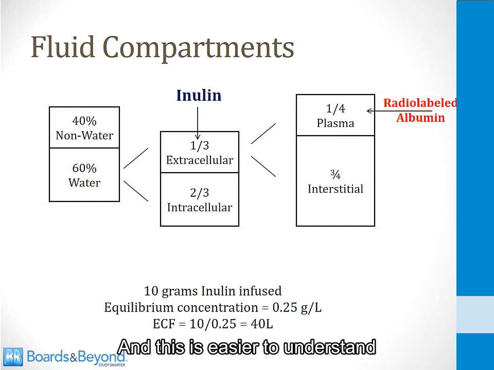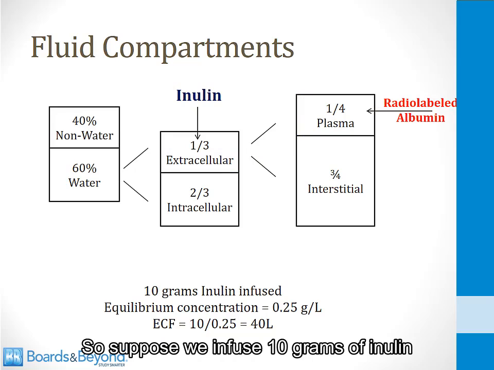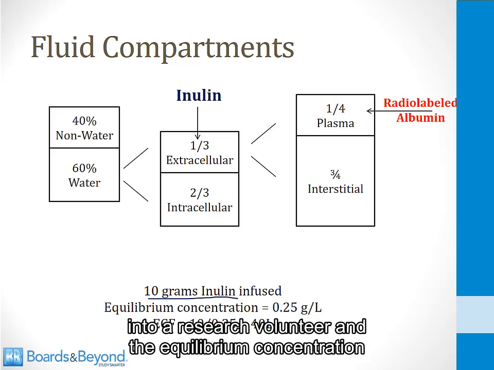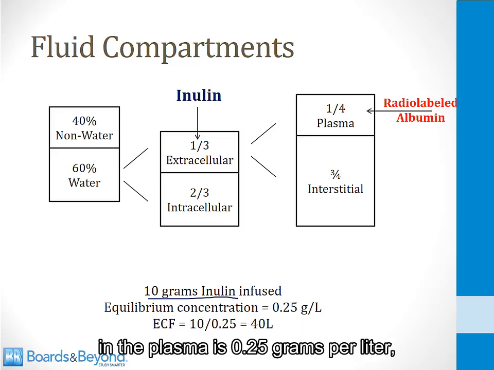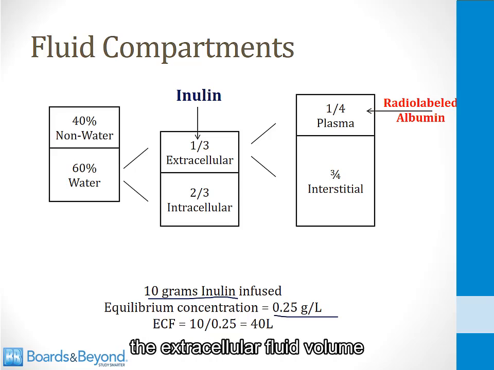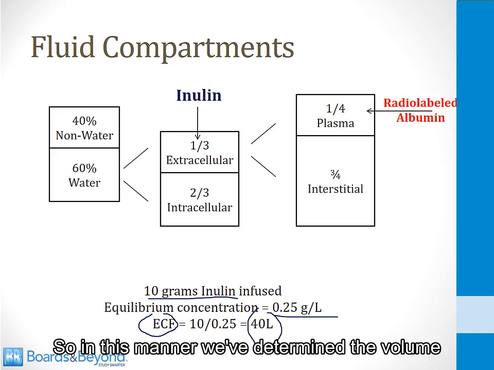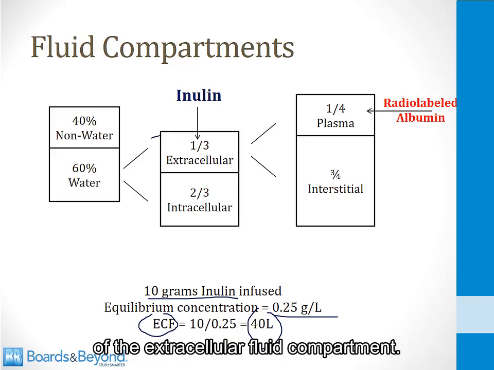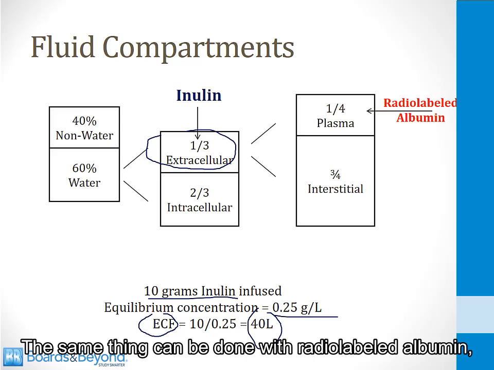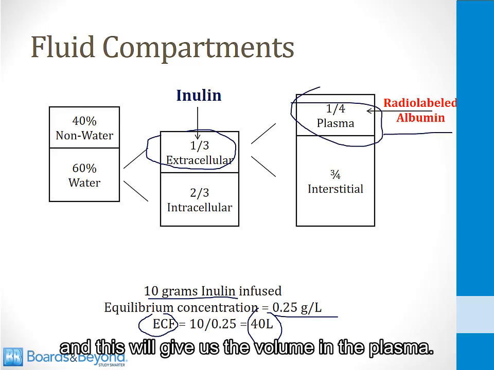This is easier to understand if we use some actual numbers. Suppose we infuse 10 grams of inulin into a research volunteer and the equilibrium concentration in the plasma is 0.25 grams per liter. Then for that research volunteer, the extracellular fluid volume must be equal to 10 divided by 0.25, or 40 liters. So in this manner, we've determined the volume of the extracellular fluid compartment. The same thing can be done with radiolabeled albumin, and this will give us the volume in the plasma.